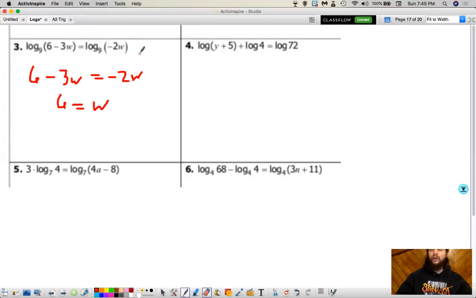9 to what power equals a negative, who cares what? It can't happen. That's why our domain is bigger than 0. Our arguments can't be 0 or less. They have to be a positive number. And if we plug a 6 into here, that makes not a positive number.